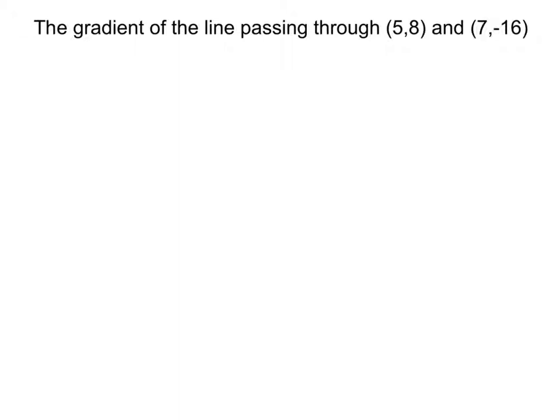This next question is asking us to find the gradient of the line passing through points (5, 8) and (7, -16). So what we need to do is use our gradient rule, where m equals y2 minus y1 over x2 minus x1. We need to identify x1, y1, x2, y2. So I'm going to look at my two x values. We've got a 5 here and a 7 here. So the smallest of those, or the most negative, is 5. So I'm going to call that one x1, and y1 lives with that. Then our other x value becomes x2, and y2 lives with that one.